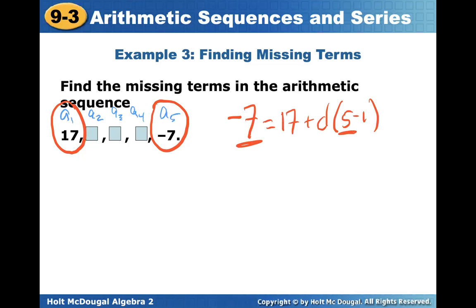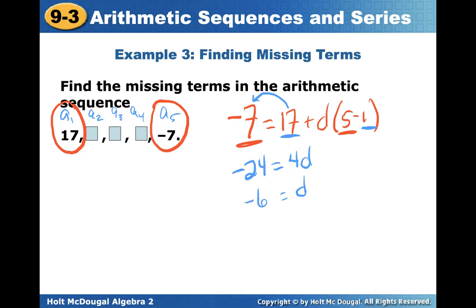All right, look at that. If I know the difference, I can find those 3 terms real easily, can't I? What I'm basically saying is I know 2 points on this line. I know that the fifth term is -7, and I also know the first term is 17. What's the only variable left? The difference. All right, so let's do some algebra to find the difference. I'm going to move this over here. That's going to be -24 equals, I can do the math in there, 4D. Is that right? What's the difference? The difference is going to be -6.